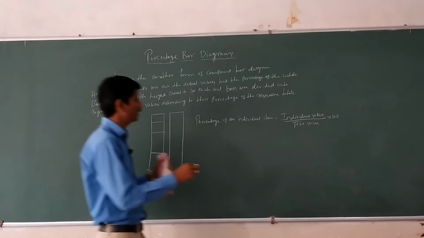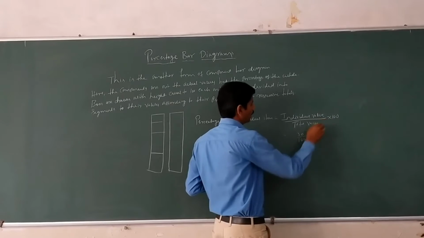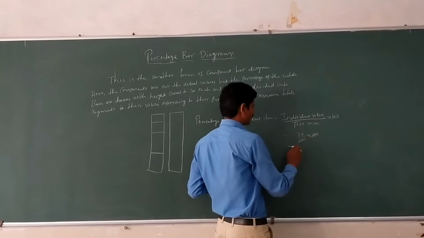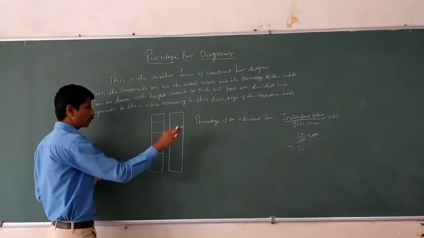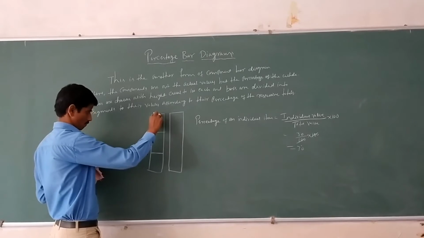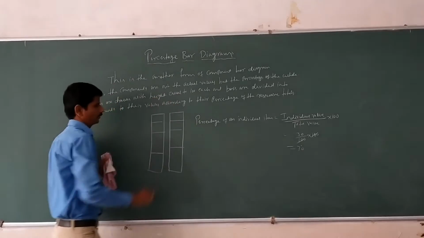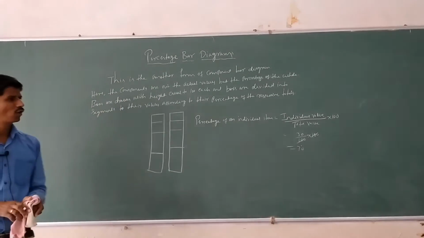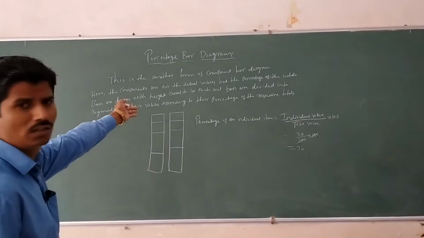Suppose the individual value is 30 and the total is 100, into 100, then the 100s cancel and the percentage is 30. That is the first part, it is 30. Second, suppose 40, then 20 and 10. Here 15, 60, 90, 100. The bars are drawn with height equal to 100 each and divided into segments according to their percentage of the respective totals.